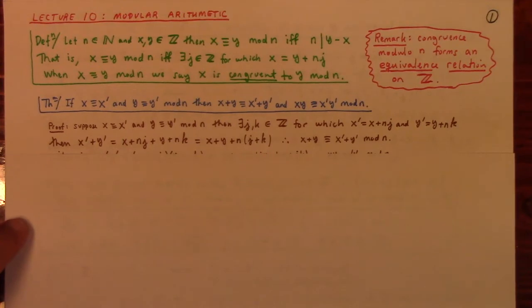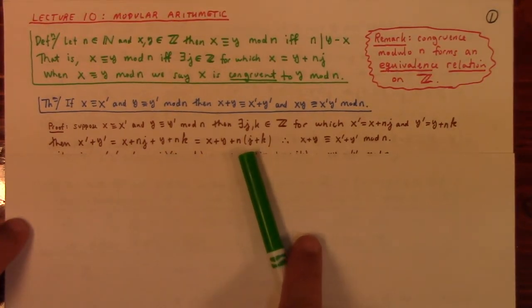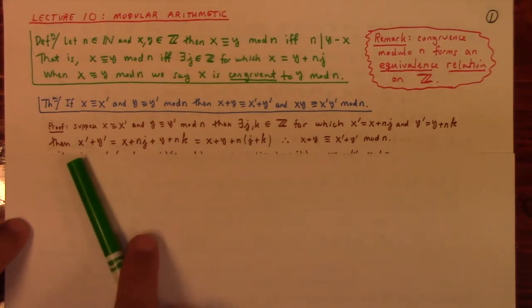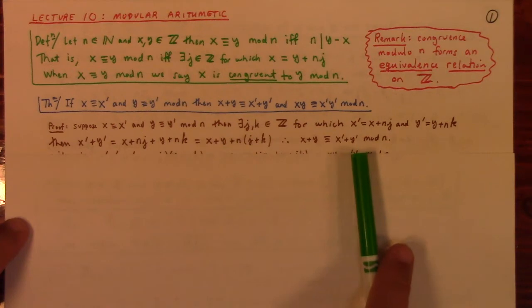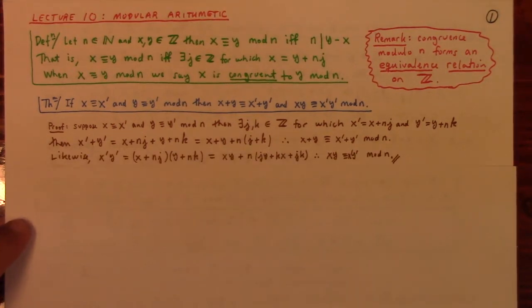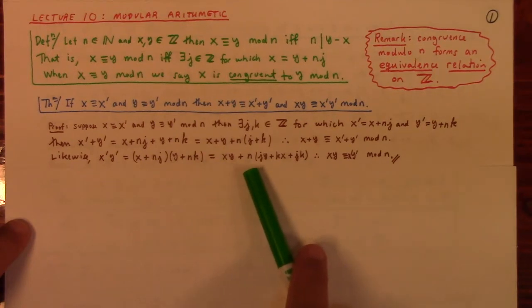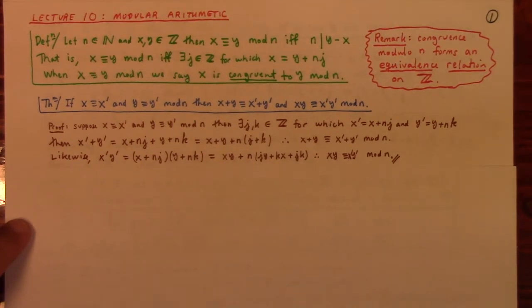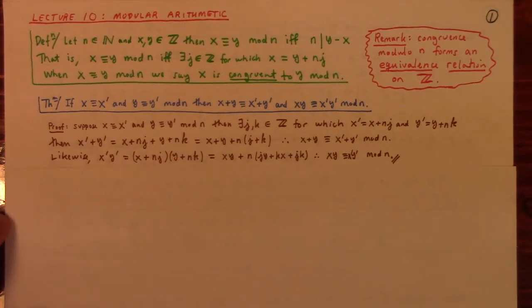Then I just add them and then group the things with n, which then immediately shows me that x prime plus y prime is congruent to x plus y, right? And likewise, when I multiply x prime, y prime, I group all the things with n together, and again I get xy is congruent to x prime y prime mod n. And there you go, there's the theorem.